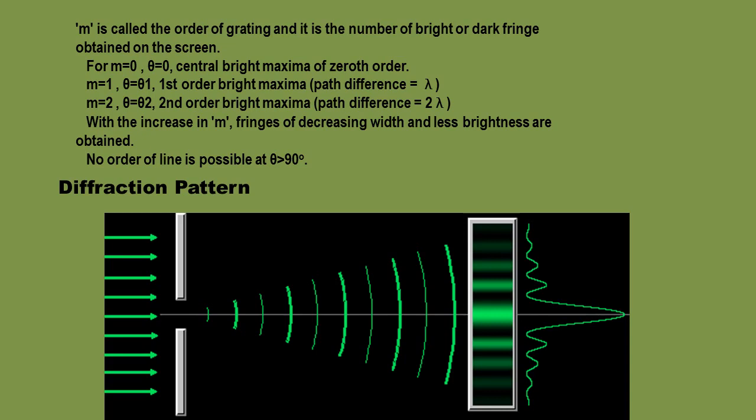As you can see on the screen, the central bright maxima is of maximum intensity, and as you move to higher orders away from the central maxima, the intensity is falling. So the diffraction pattern is not of uniform intensity, in fact it is a pattern of falling intensity. No order of line is possible when theta is greater than 90 degrees.